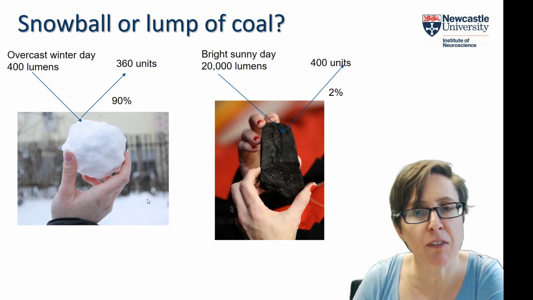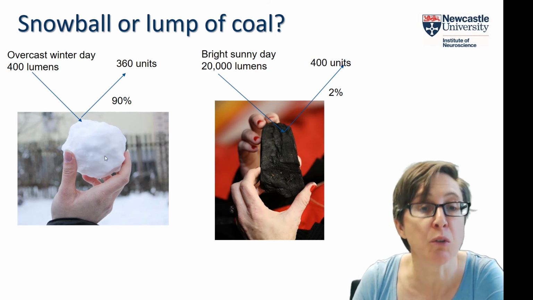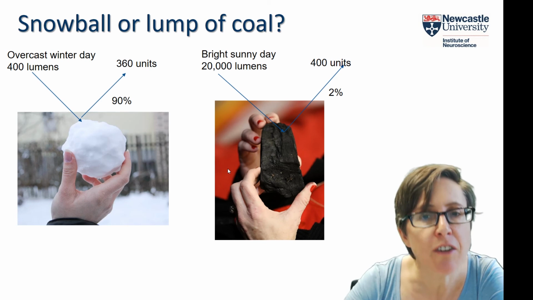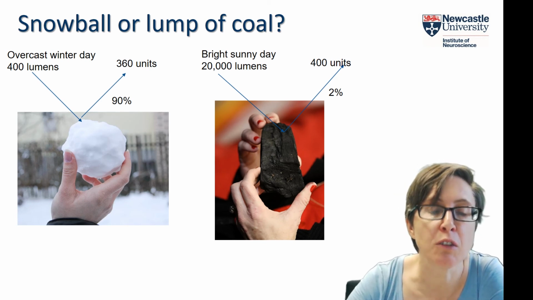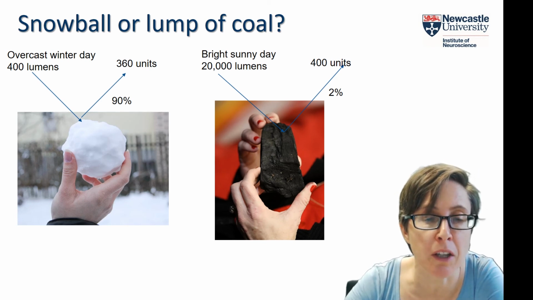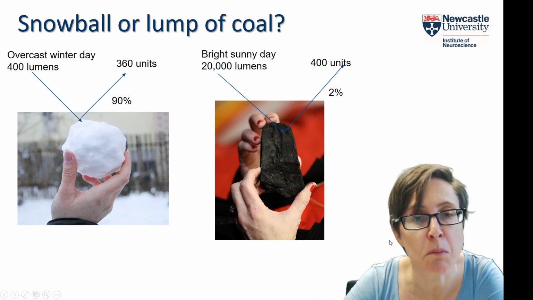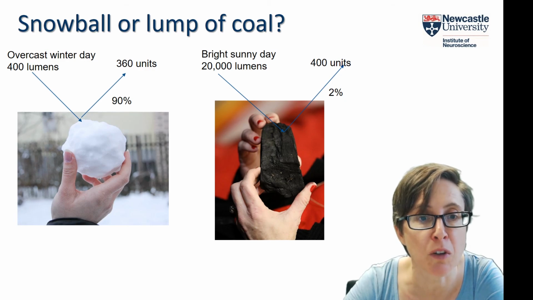So in any given situation, the snowball is always going to be reflecting more photons than the coal. So it's this relative brightness that is much more important in enabling us to tell what things are made of. And therefore, it's this relative brightness, or contrast to be more precise, that our visual system has evolved to encode.